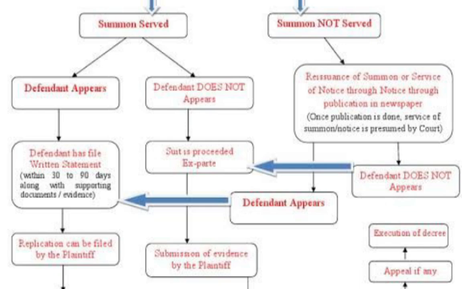Next is framing of issues. Now, the court lists the key questions, called issues, that need to be answered during the trial. And then comes the evidence stage, where first the plaintiff presents evidence, witnesses and documents, then the defendant does the same.